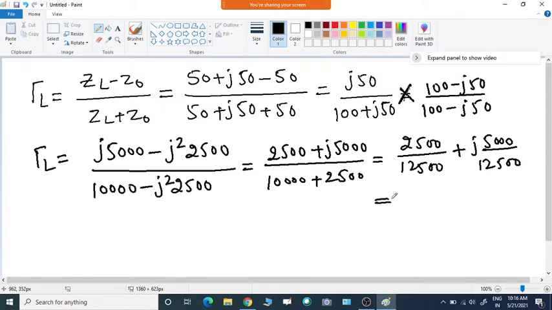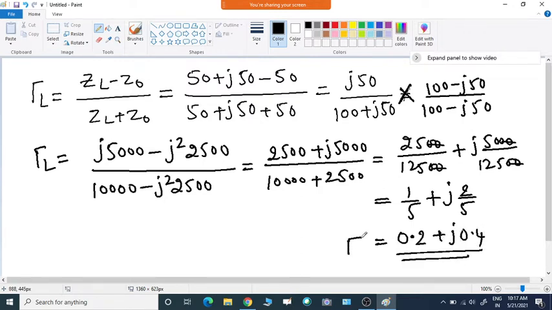Now you can find out the value, which is 1 over 5 plus j 2 by 5. So what is the value? Which is 0.2 plus j0.4. Are you getting the same value?